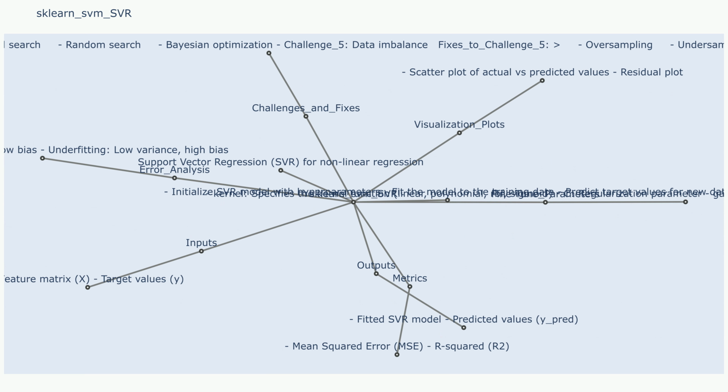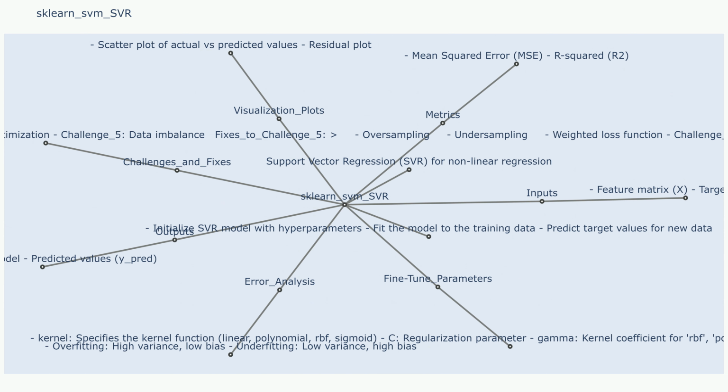Challenge 2: Underfitting. Sample use case that resulted in challenge 2: using a linear kernel or a very low C value might result in underfitting, where the model fails to capture the underlying patterns in the data. Fixes to challenge 2: Try a nonlinear kernel function, increase the C value, or consider adding more features to the dataset.